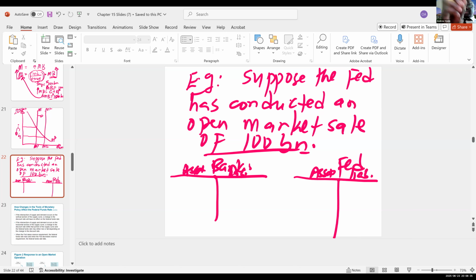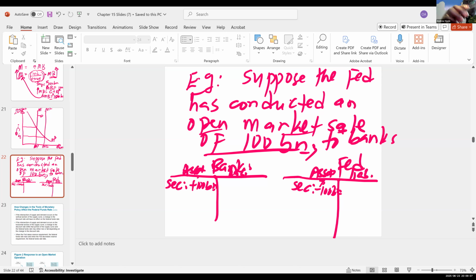So if the Fed is conducting an open market sale of $100 billion worth of securities to banks, they're selling it to banks. The banks are the ones buying. If the Fed is selling, they're losing it. So you have to debit the Fed's assets here by $100 billion. But banks are the ones buying this time, so the securities of the bank are going to increase by what? $100 billion.